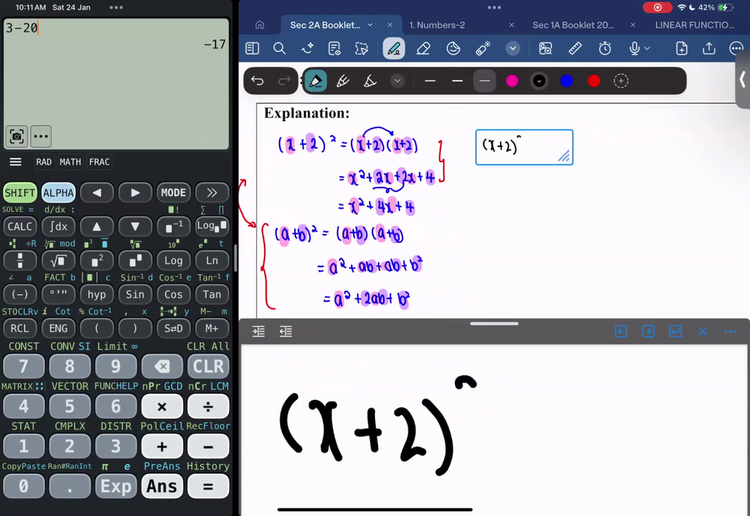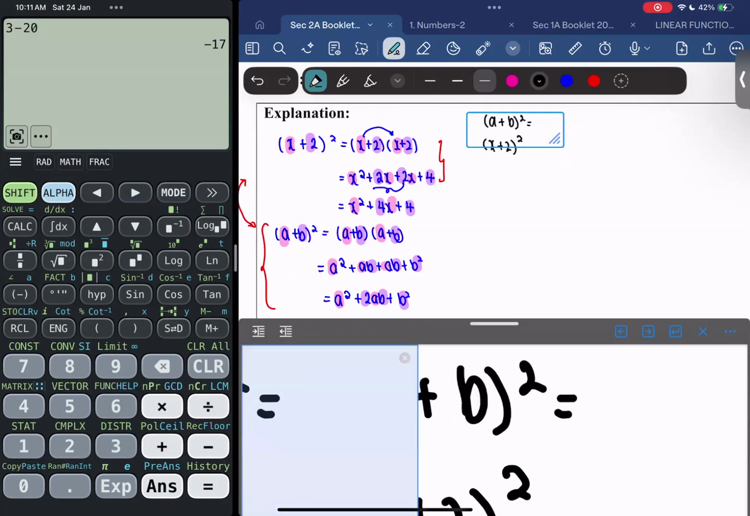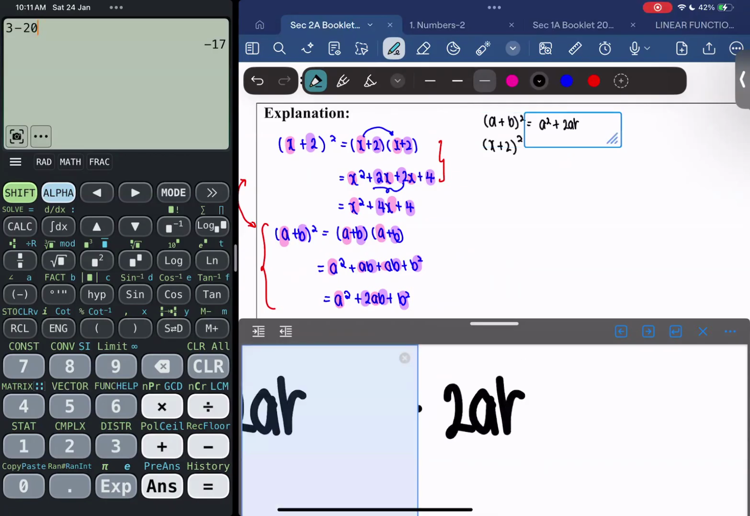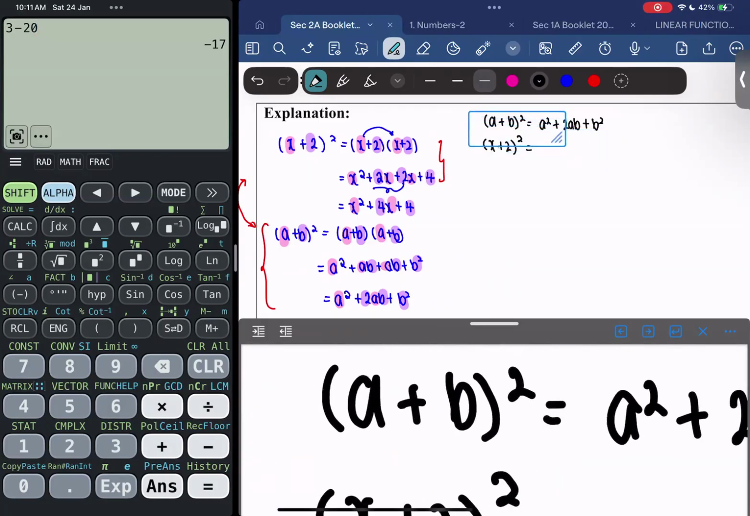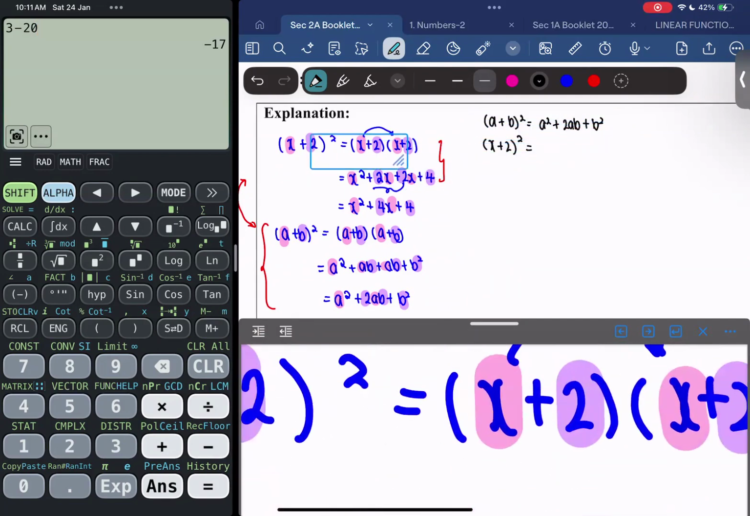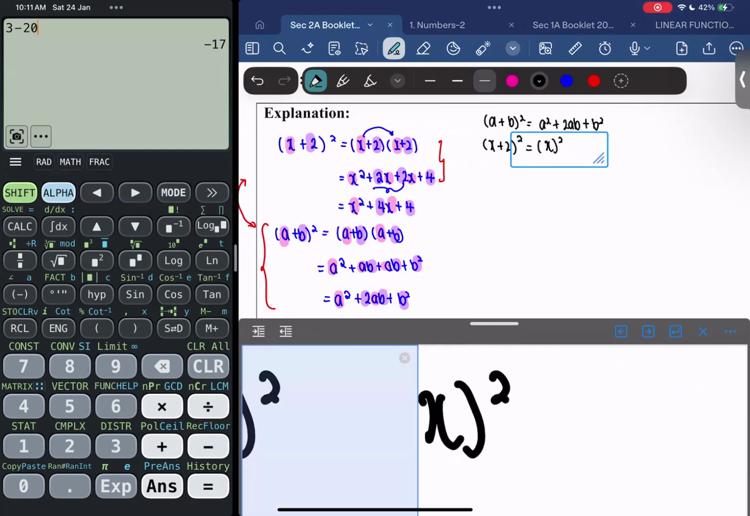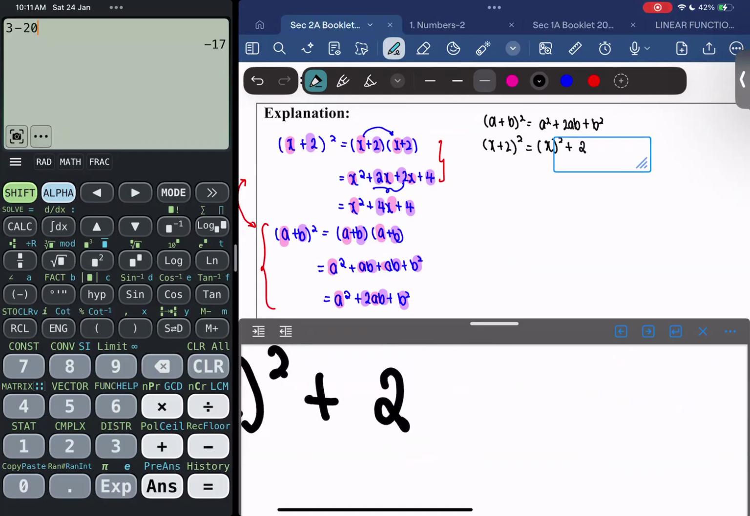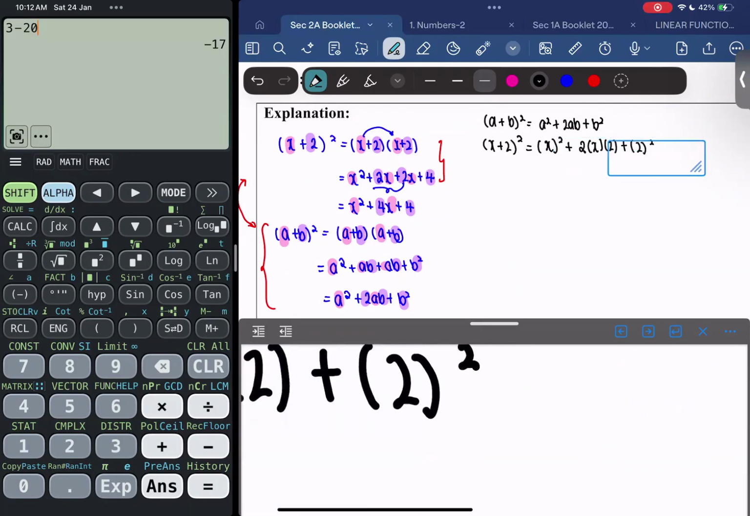So (x plus 2) square, we know it's this: A square plus 2AB plus B square equals to. Immediately we can just substitute letter for letter and letter for number. So A is what? Earlier on, we said A is x, right? So this is x squared plus 2, copy down, times x times 2, plus 2 squared.